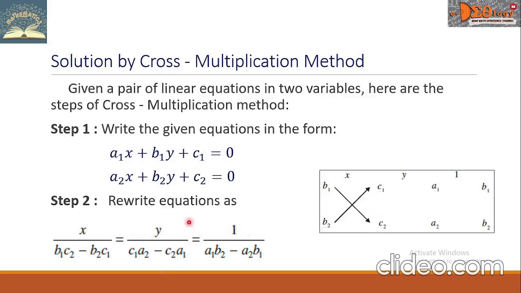Next, the second fraction. This is for the y. Y will be in the numerator. In the denominator, we multiply c sub 1 times a sub 2 minus c sub 2 times a sub 1. And the last fraction. The constant 1 is the numerator. In the denominator, we multiply a sub 1 by b sub 2 minus a sub 2 times b sub 1.